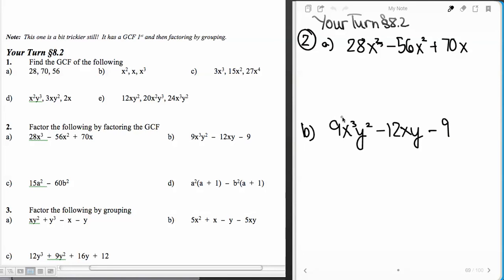We're going to continue the your turn. We're going to do problem number 2 this time around, which we're just factoring with the GCF. So we're going to look at all 3 terms in the following polynomial, and we're going to find the GCF.